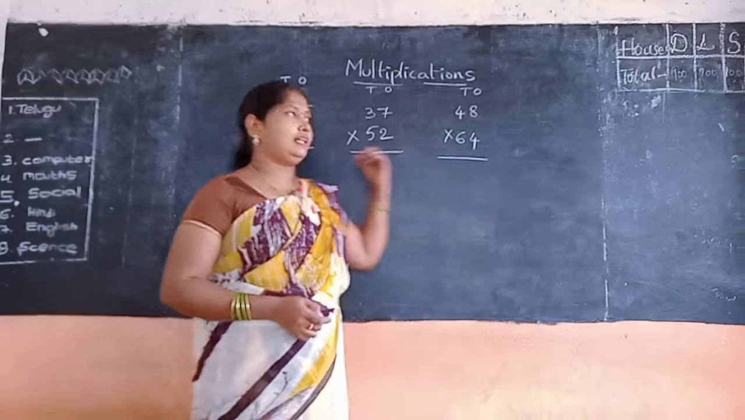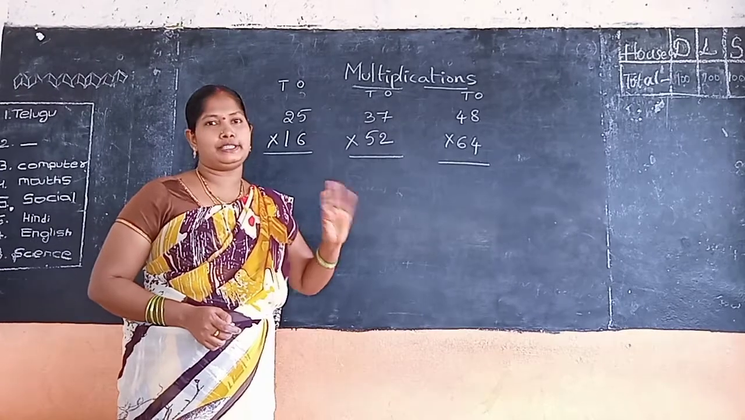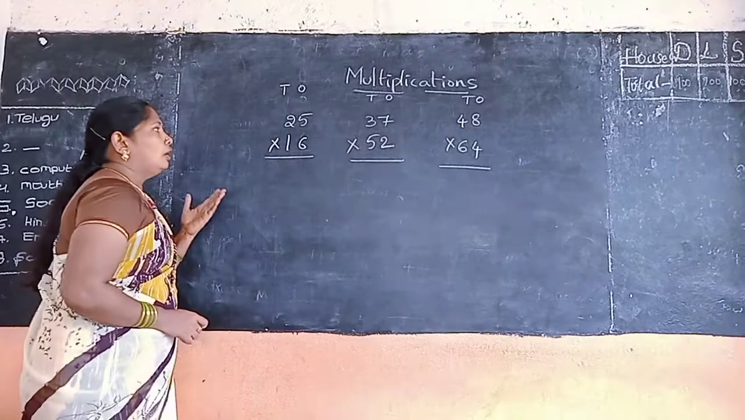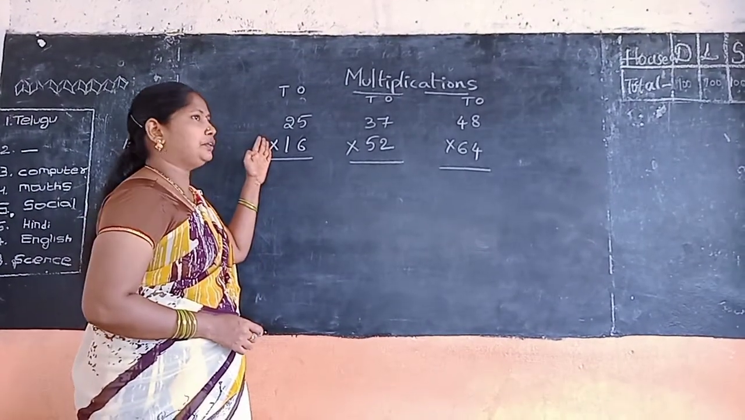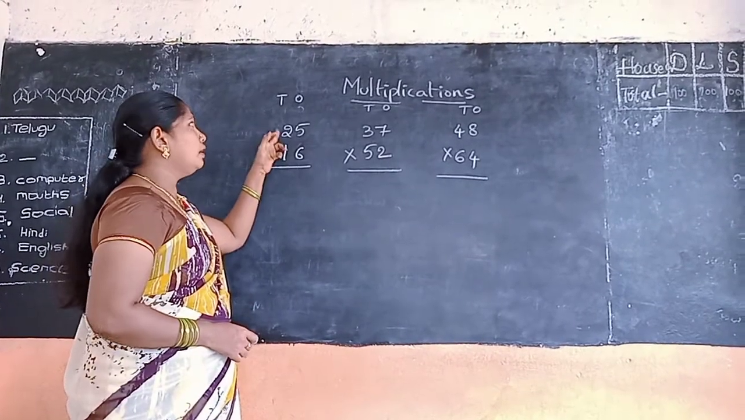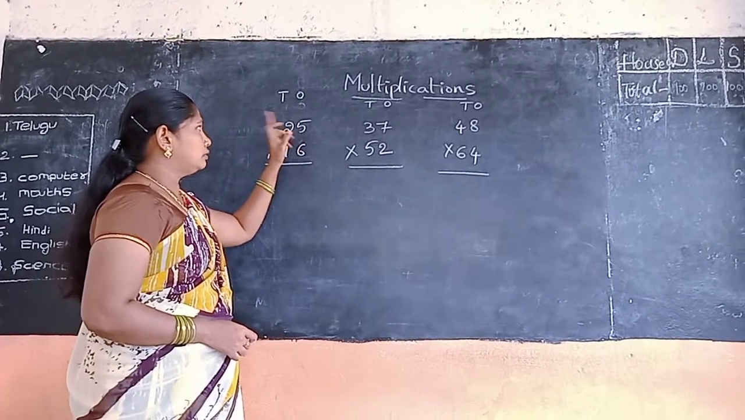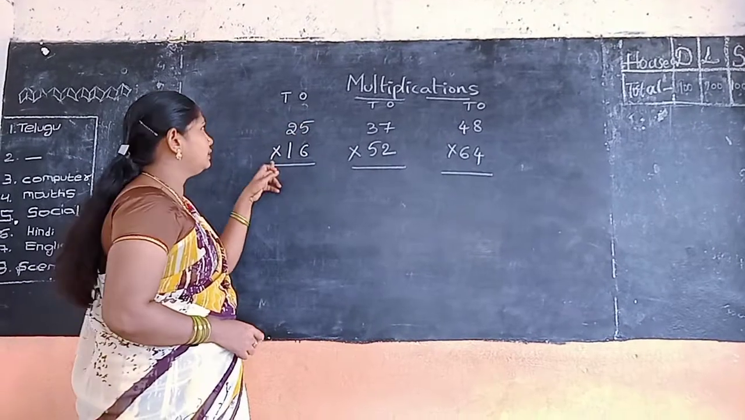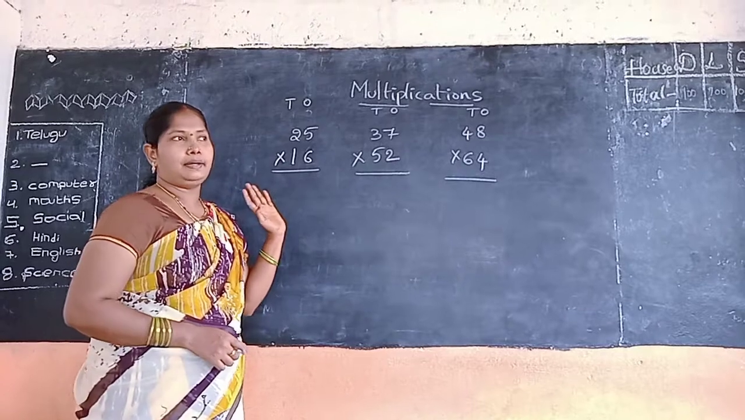Next model is 2-digit number multiplication with 2-digit number. Let us start the first one. 25 into 16. 25 is a 2-digit number, 16 is also a 2-digit number. This is 25: 2 is 10 place value, 5 is 1 place value; in 16, 1 is 10 place value, 6 is 1 place value. First of all, how to multiply?